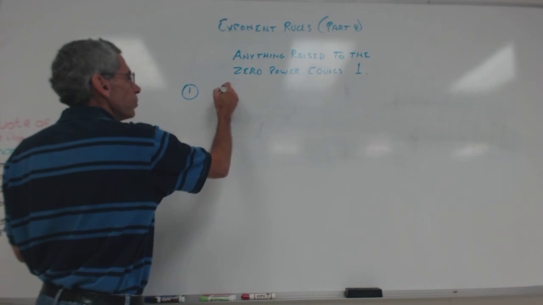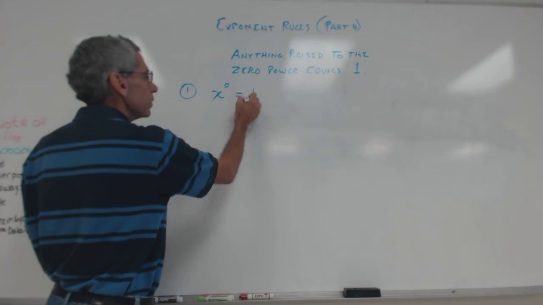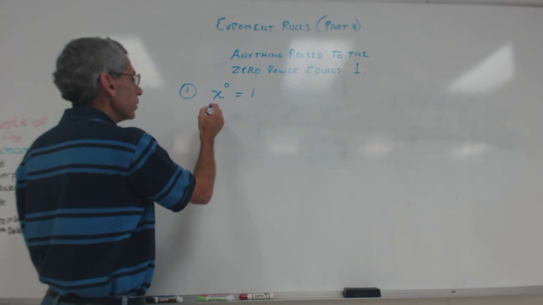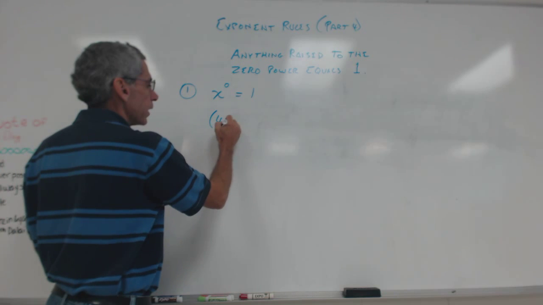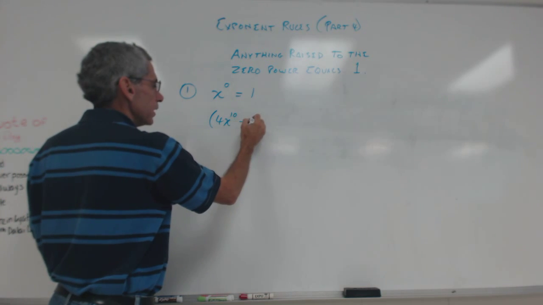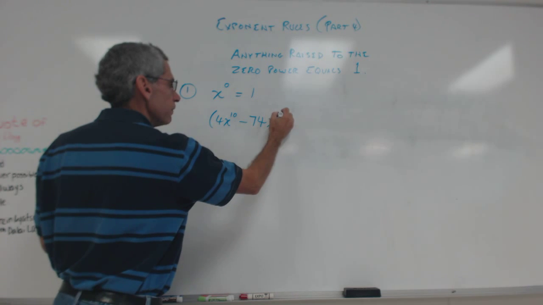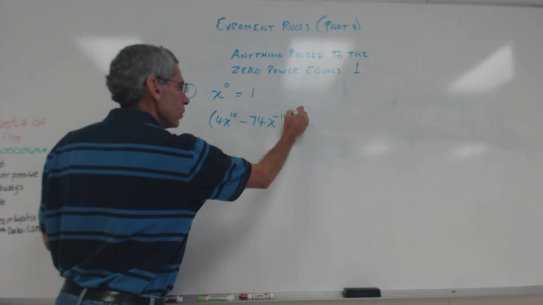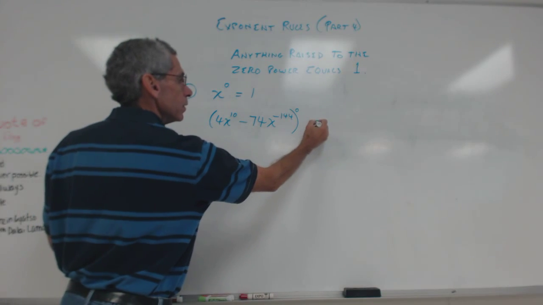X to the 0 power is 1. For x to the 10th minus 74 x to the negative 144th raised to the 0 power is 1.